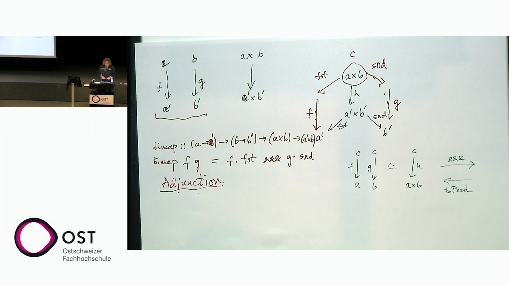Now, an adjunction actually means that there is a one-to-one correspondence. So this is an inverse of this. And in Haskell, you cannot really express this idea other than just using testing or QuickCheck or something like that.